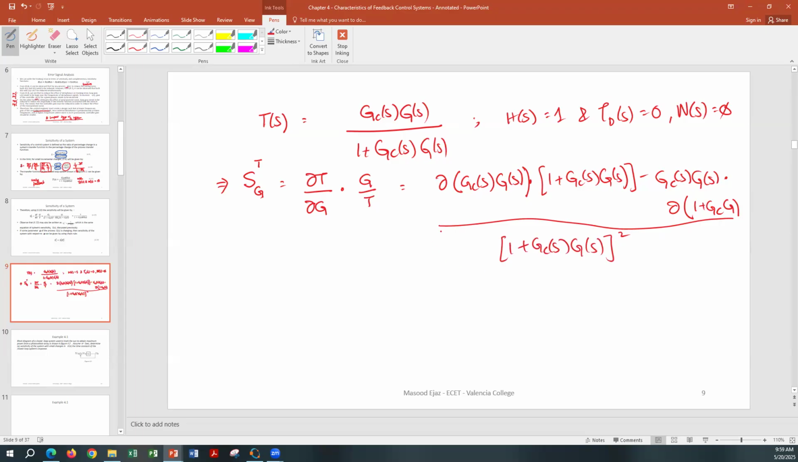And then of course you have times G over T. So I'm going to write this G over T here, since I don't have room over there. So again, we are using the division property of derivatives: derivative of the numerator times denominator minus derivative of the denominator times numerator, divided by denominator squared. So let's see what we cancel out.